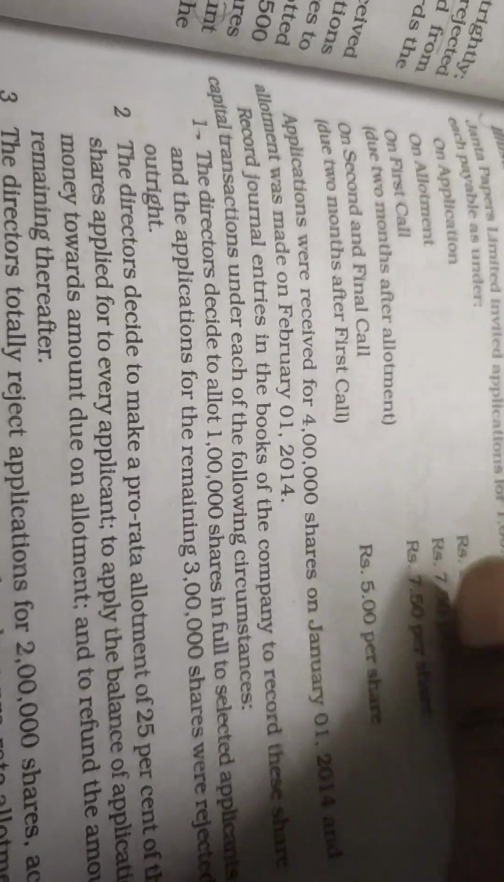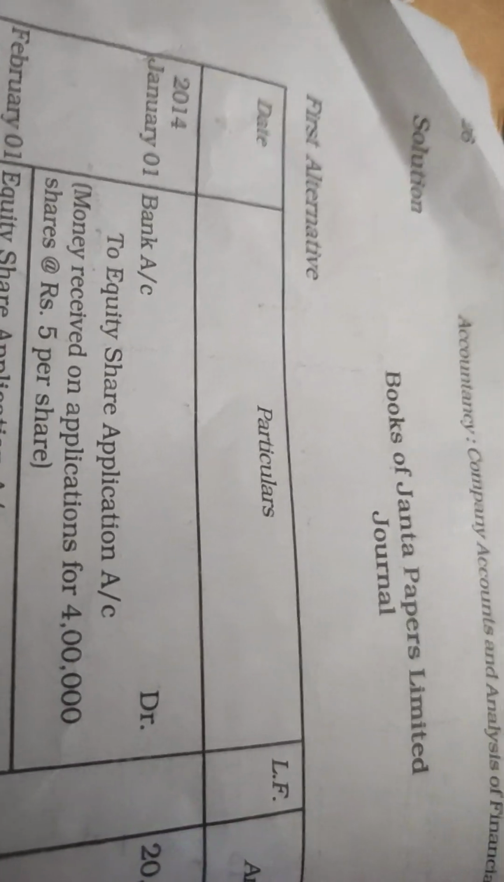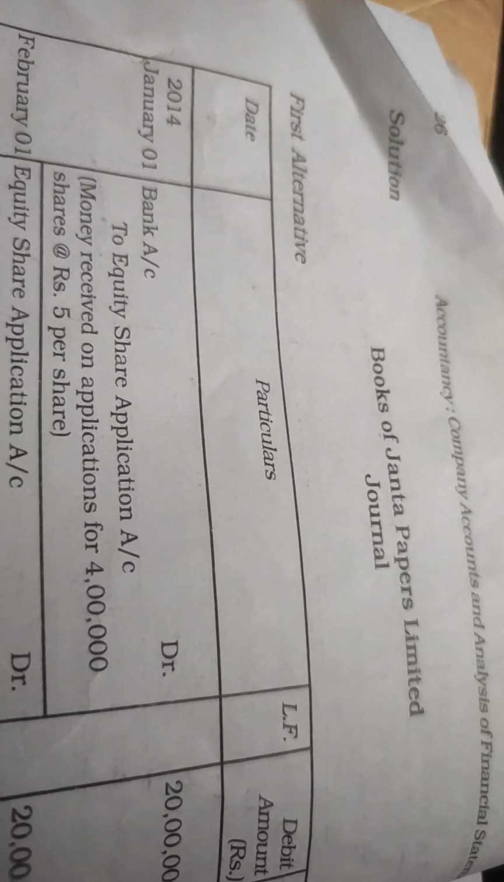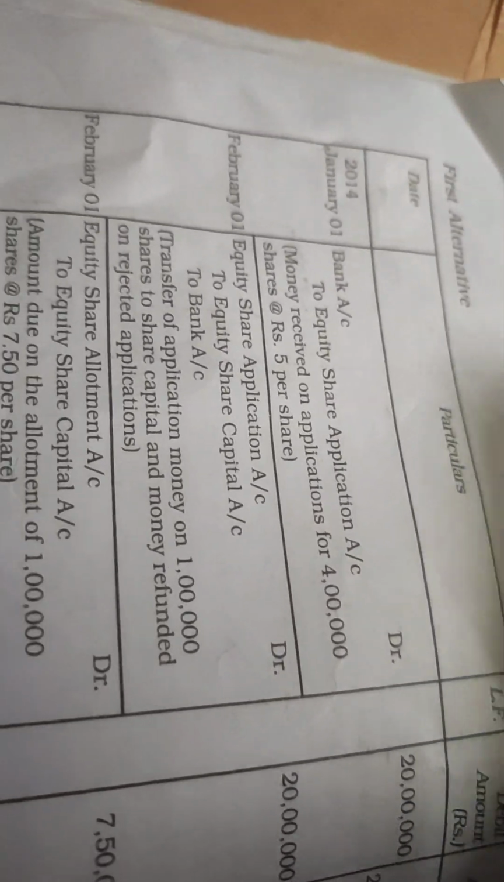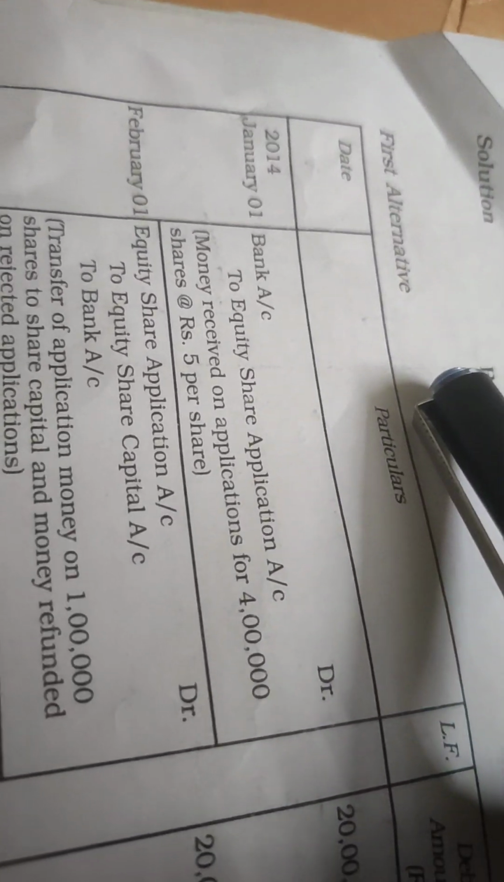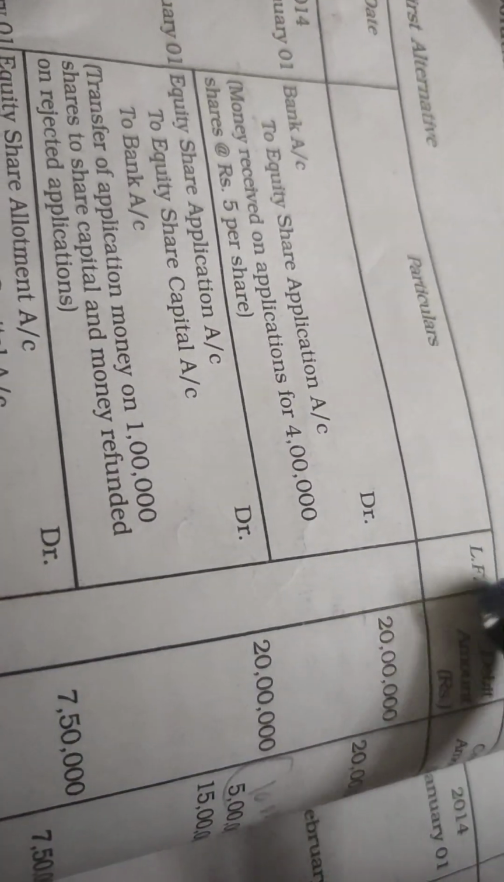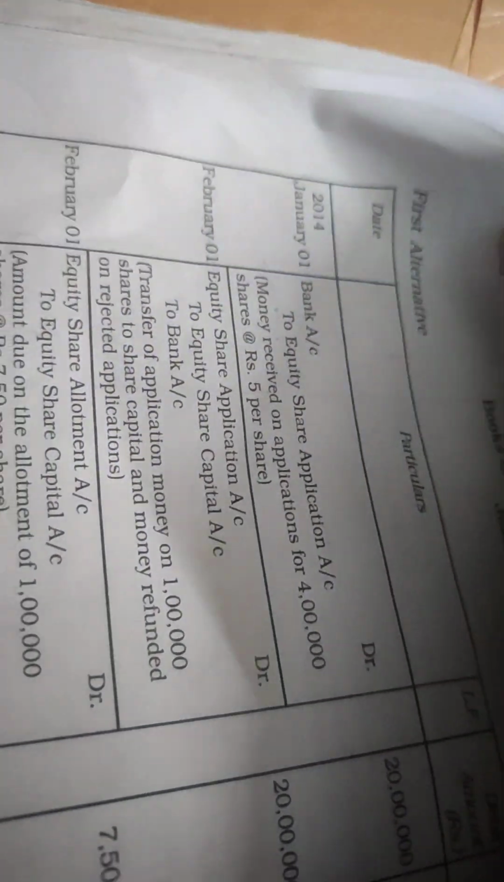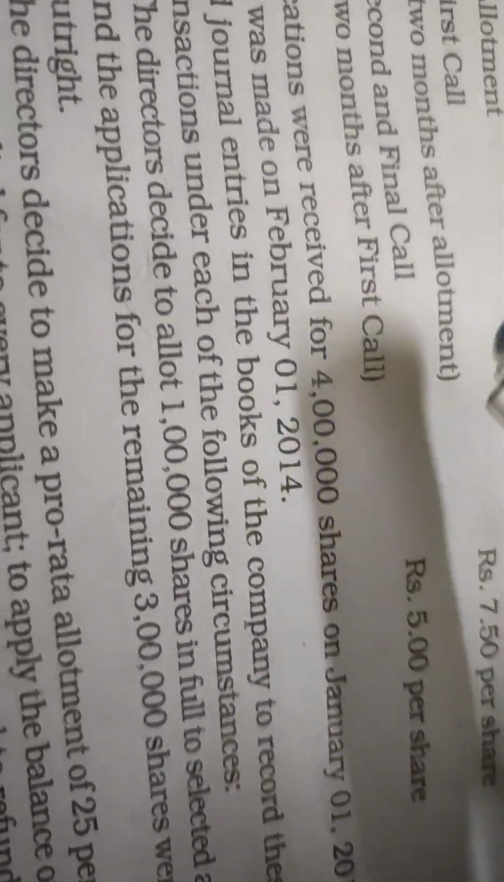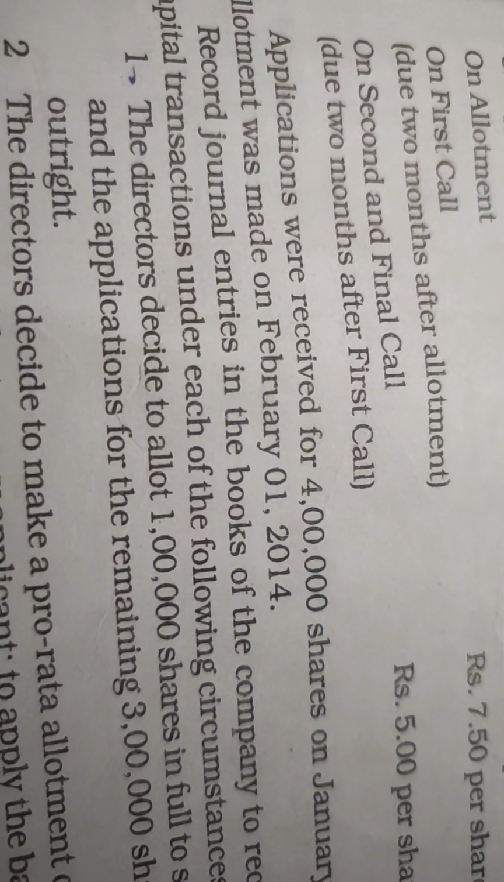Okay, then move on to the journal. So we have to first write the heading of the company. It is Books of Janda Papers Limited. Then the heading Journal, then the subheading First Alternative. Then date, particulars, ledger folio, debit amount and credit amount. Here the dates are given in the question: application is on 1st January 2014, and allotment is on 1st February 2014.